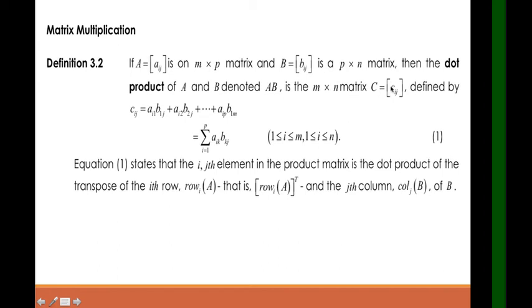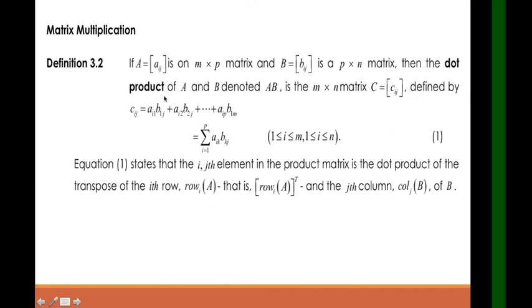C is equal to the matrix [c sub ij] defined by c sub ij equal to a sub i1 b sub 1j plus a sub i2 b sub 2j plus ellipses plus a sub ip b sub pj, which is equal to the summation of a sub ik times b sub kj, where k is equal to 1 up to p, and i is greater than or equal to 1 but less than or equal to m, and j is greater than or equal to 1 but less than or equal to n.